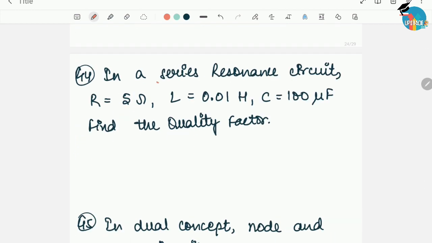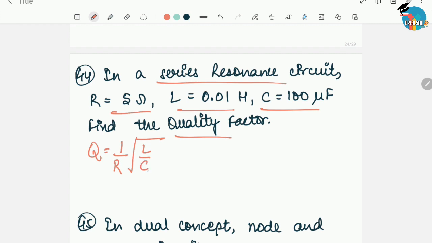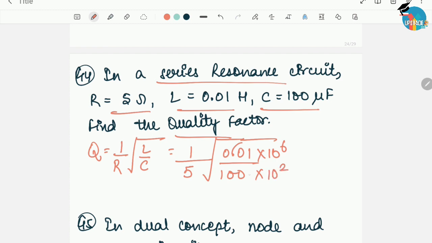Next question is, in a series resonance circuit, R is 5 ohm, L is 0.01 Henry, C is 100 microfarad. We have to find the value of quality factor. First of all, the formula is Q equals 1 by R root L by C. The value of R is 5 ohm, L is 0.01 Henry and C is 100 microfarad. So on solving this question, we will get Q equals 2. The correct answer is 2.